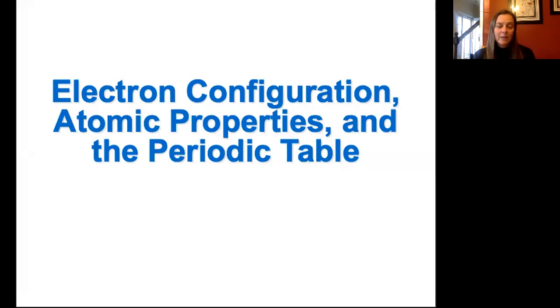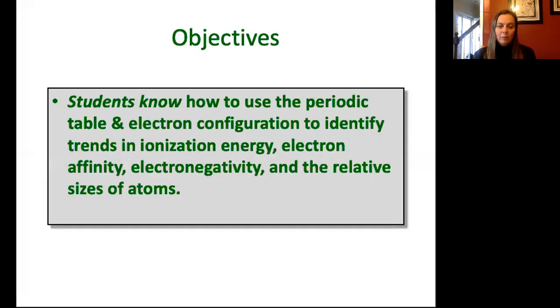And today we are talking about electron configuration and what that tells us about the properties of the atoms and the elements and the trends that we can see on the periodic table. So today we're going to be talking about four particular atomic properties. That would be the size of the atoms, which we usually refer to as atomic radius. And then three trends that have to do with reactivity. And those are ionization energy, electron affinity, and electronegativity.